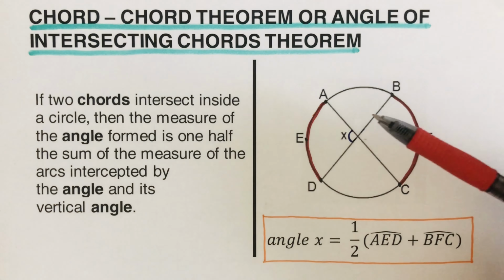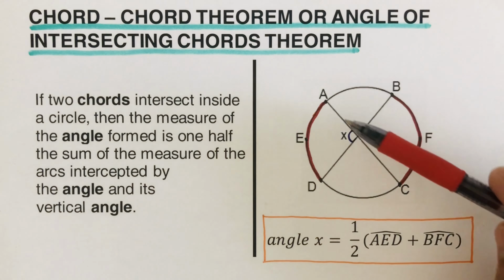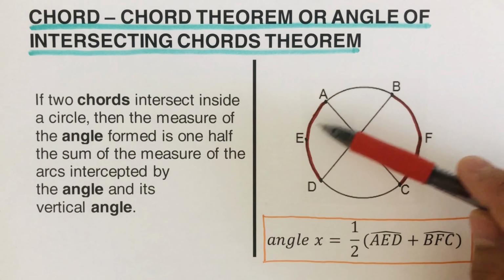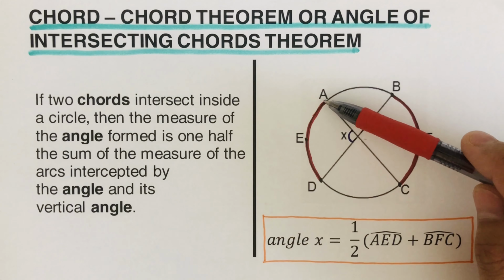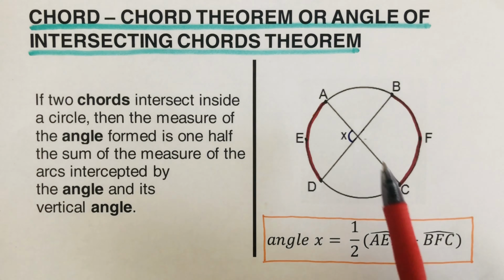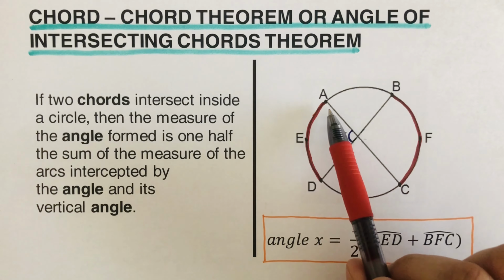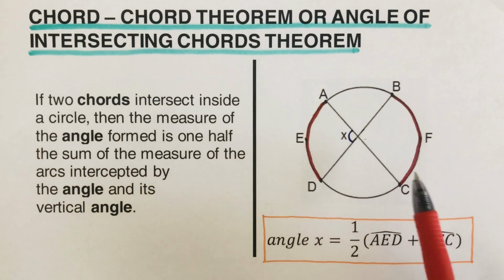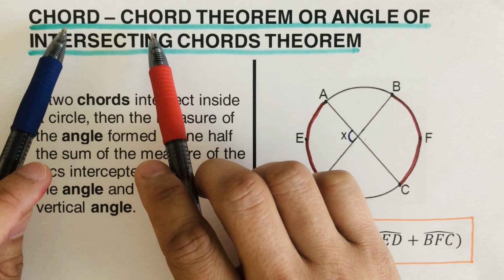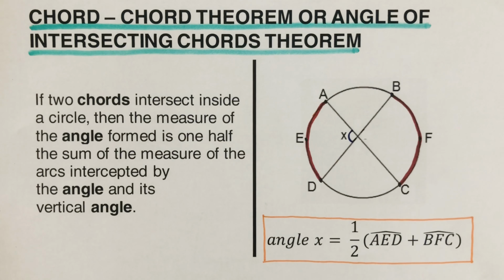Now, on the circle, we also have what we call, I colored it red, the intercepted arcs. The first intercepted arc would be arc AED, and the other intercepted arc is arc BFC. Now, there is a relationship between the angle formed and the measure of the intercepted arcs, and that is what this chord-chord theorem, or angle of intersecting chords theorem, is all about.